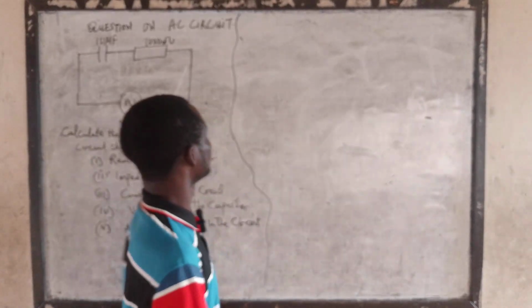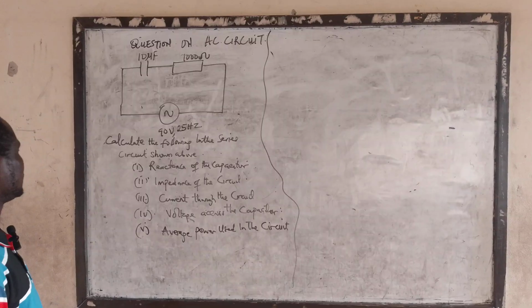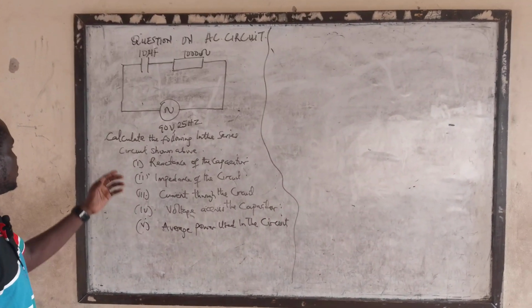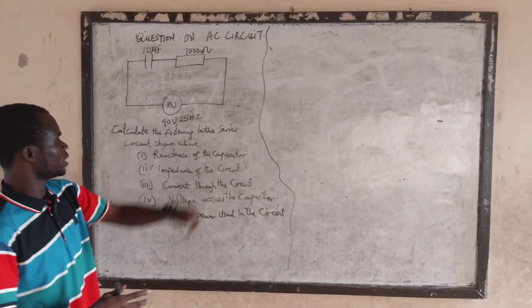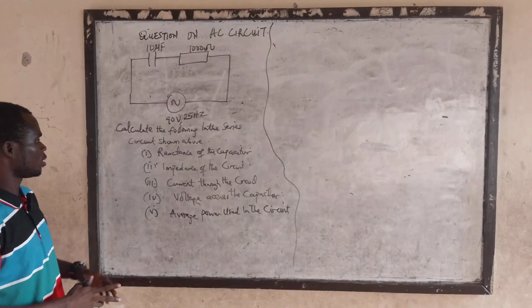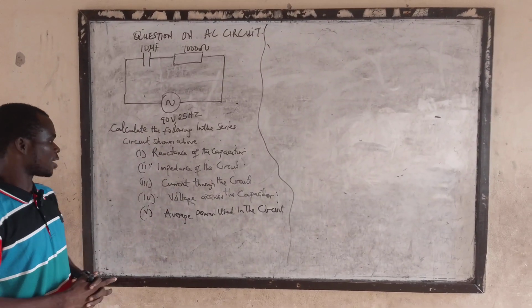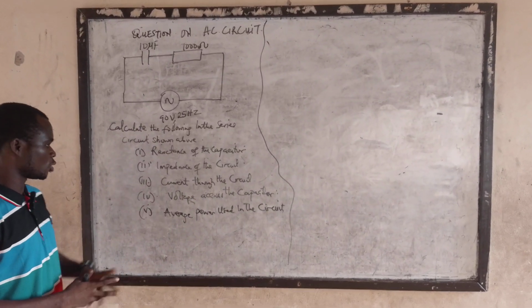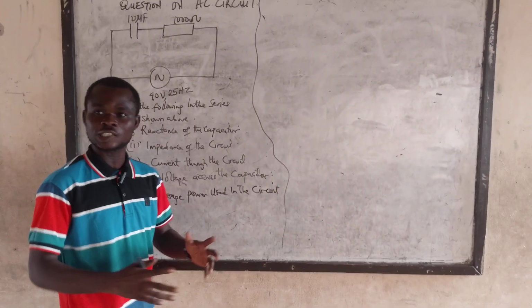Hey everyone, today we'll be looking at a question on AC circuits. We are asked to calculate the following in the series circuit shown above: the reactance of the capacitor, the impedance of the circuit, the current through the circuit, the voltage across the capacitor, and the average power used in the circuit.